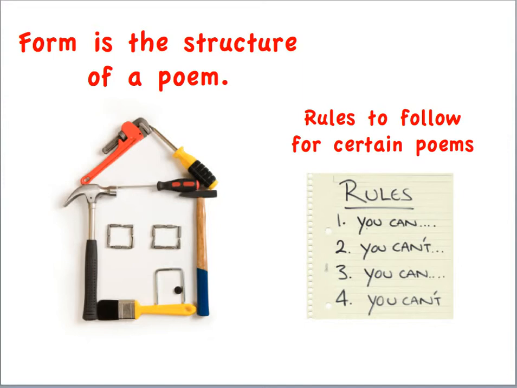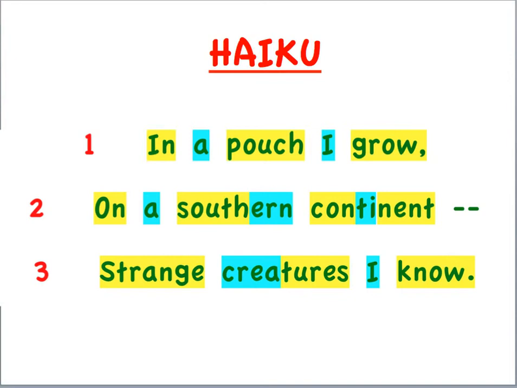And with each poem we're going to create this week, there is a set of rules to follow. We're going to write a haiku this week, and a haiku is a 3-line poem that has a syllable scheme to it, in which the first line has 5 syllables, the second line has 7, and the third line has 5.